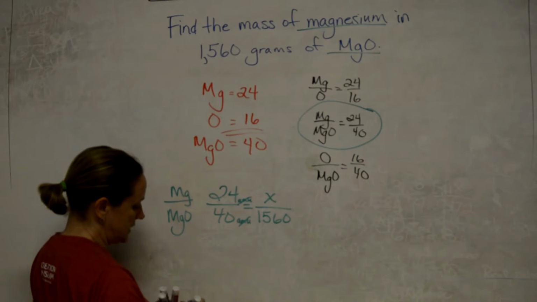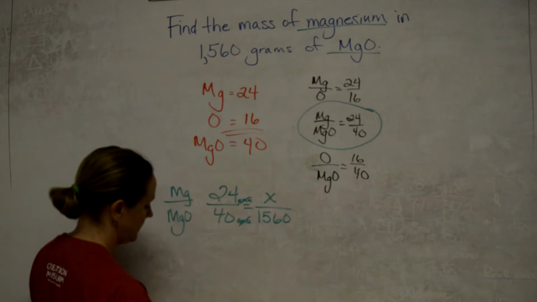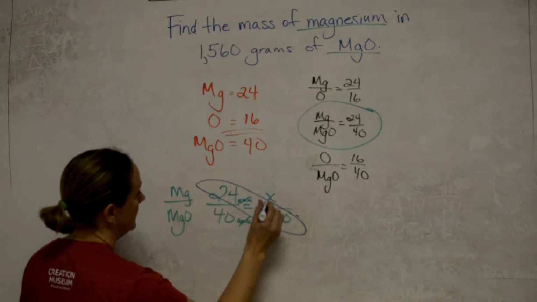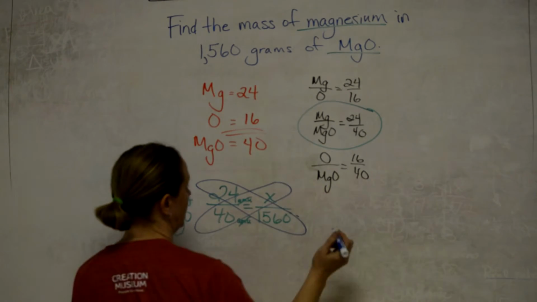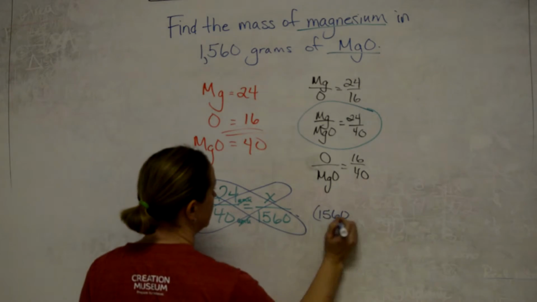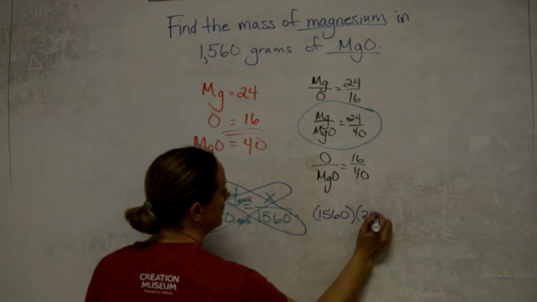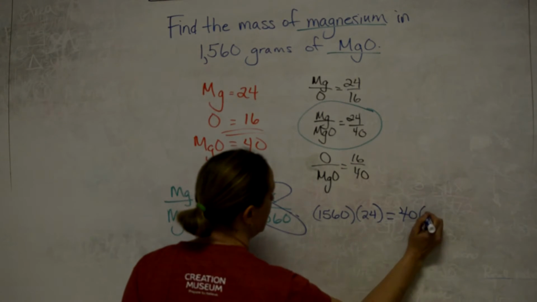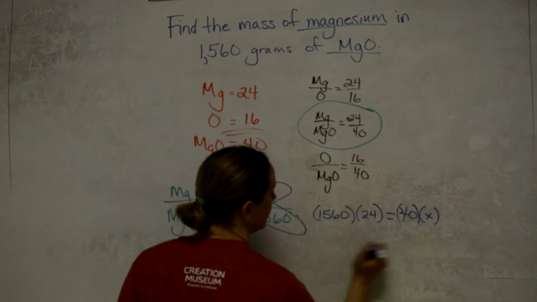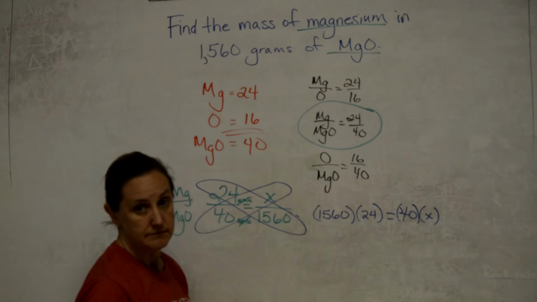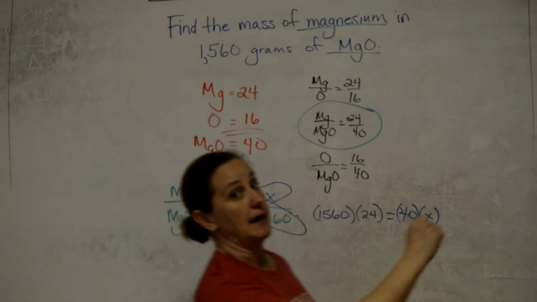So I'm going to use my cross product, and I'm going to get that 1,560 times 24 is equal to 40 times x. Then I would punch this in my calculator. I'm going to grab the calculator.